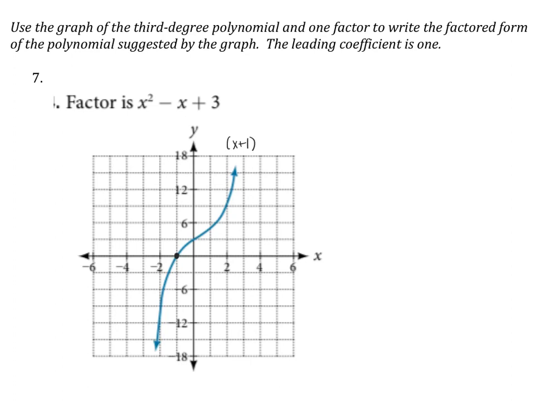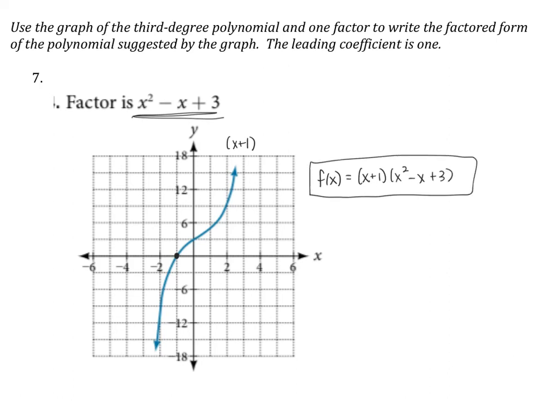And then they give us this factor here. So we can write those together to make f of x. So we will have f of x equals x plus 1, which we got from the graph, and x squared minus x plus 3, which was given to us. That's the factored form of the function.